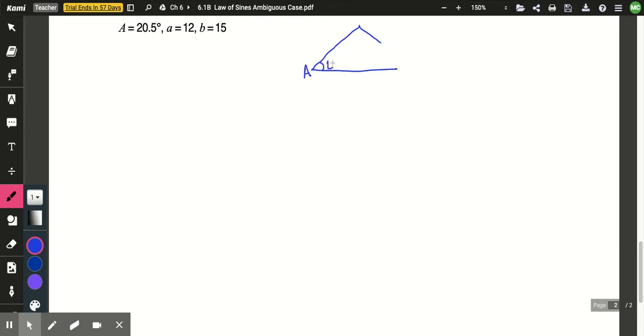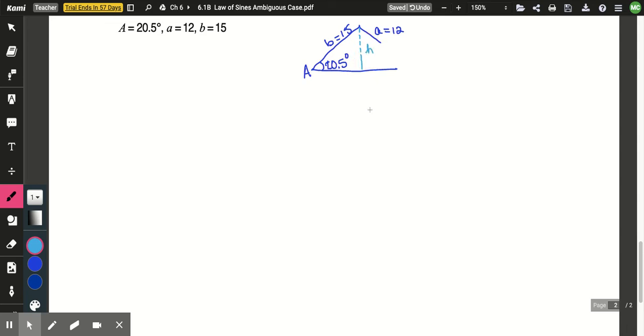It is acute, so I can't just look at whether or not the side across from it is longer or shorter. The side across from it is side A, so that's a 12, and the side next to it is side B, which is 15. Okay, so if the side across from the angle that was given was longer than the one that's next to it, then it makes exactly one triangle, but this time it's shorter. So that means we're going to have to figure out the height of this triangle so we can determine whether this makes a triangle at all.